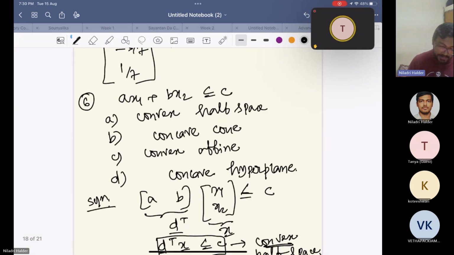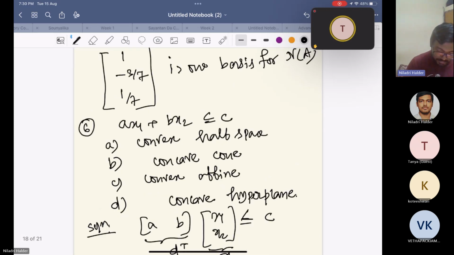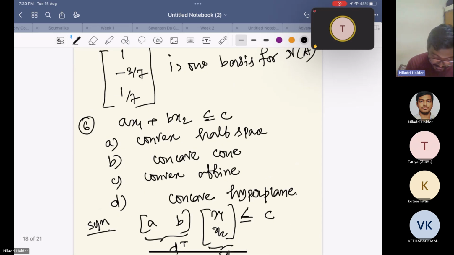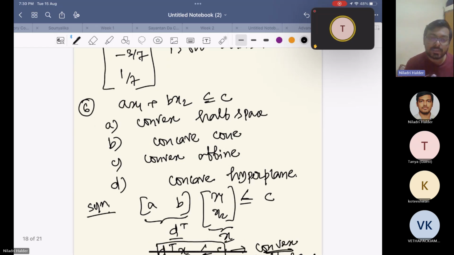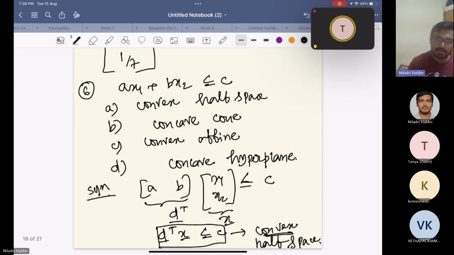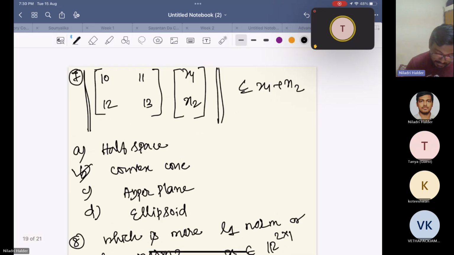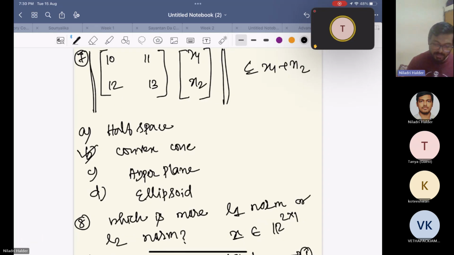And here there are some short questions on the convex half space. So a1 x1 plus a2 x2 is less than or equal to c, all are scalars. So now we can show that this d transpose x is less than or equal to c. So that is the equation of a convex half space. And this one matrix is there: some matrix times a vector, the norm of that term, is less than or equal to some element. So that is the equation of a convex cone.